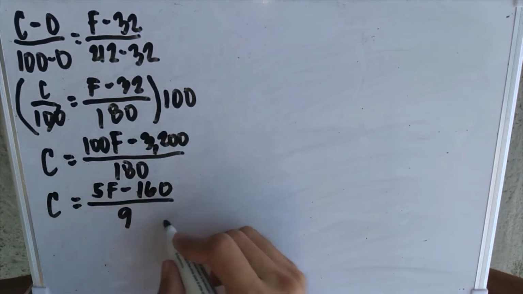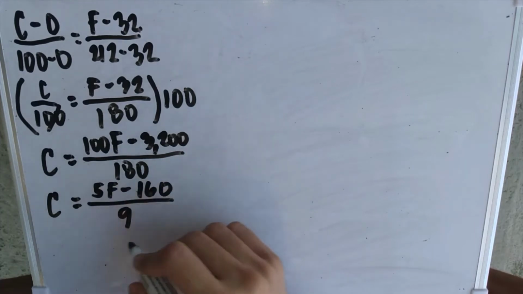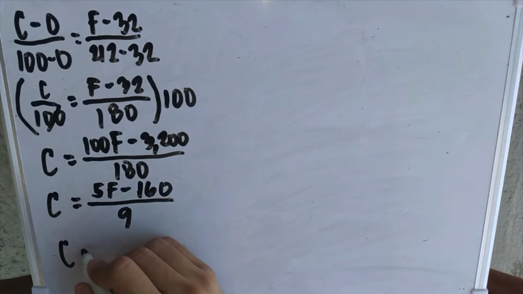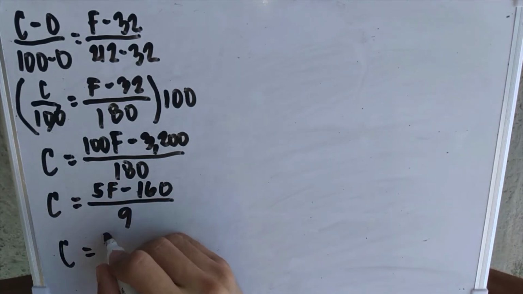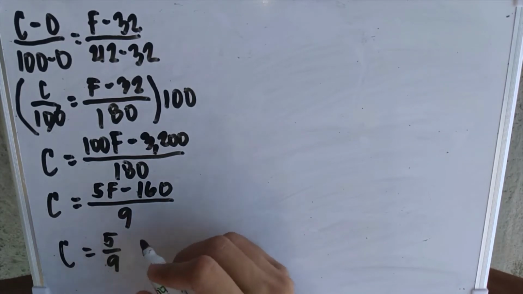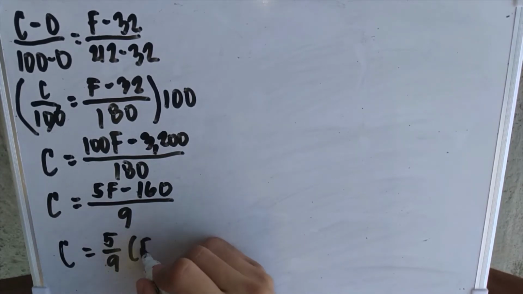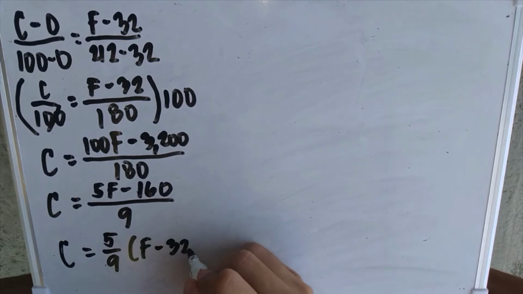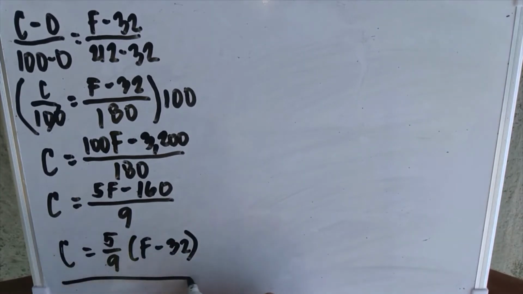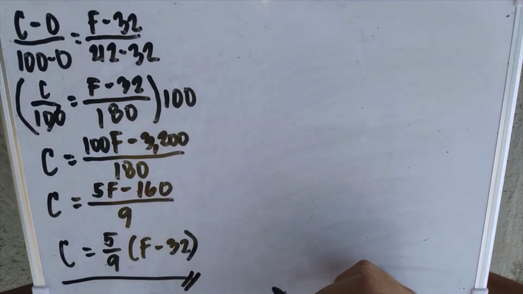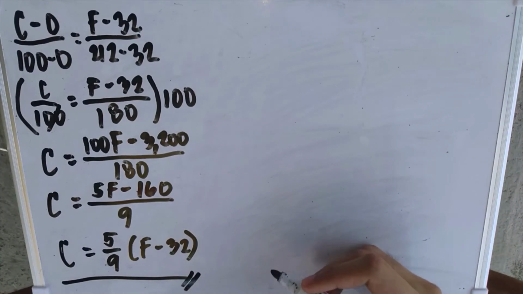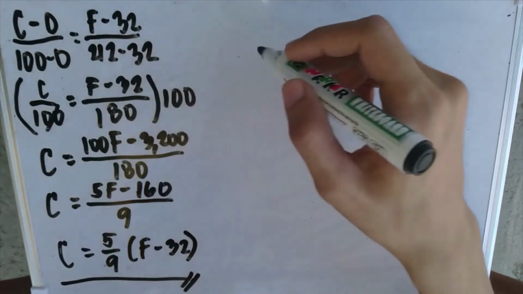And by factoring out the right side of our equation, we can get C equals 5 over 9 quantity F minus 32. So that's our formula for Celsius. Let's derive now the formula for Fahrenheit. We use again this equation.